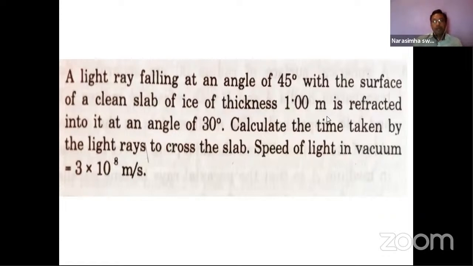Now, the speed of light in vacuum is already given. It's a fixed value, 3 into 10 power 8 meters per second. I hope you understood the problem. Now I will proceed to the answer.